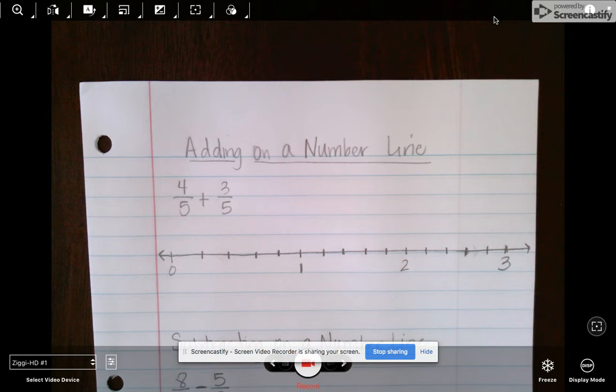Hey parents, today we're going to look at adding on a number line. I've got two fractions that we're going to add together. First we have 4/5, and then we're going to add to that 3/5.